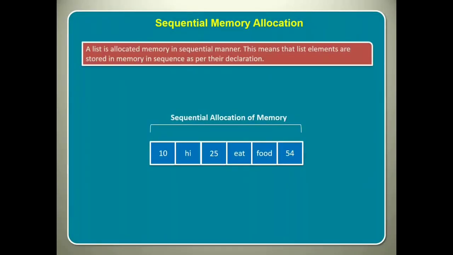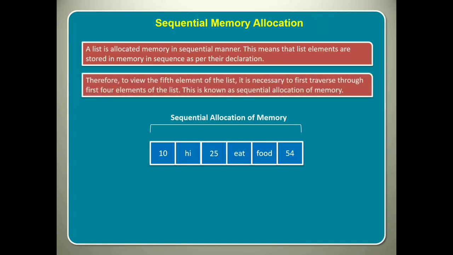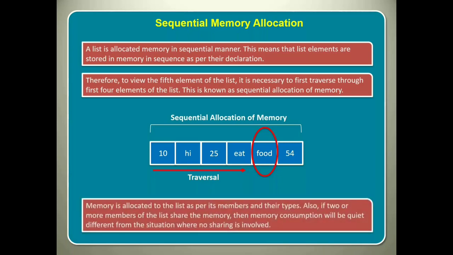As you know, a list is allocated memory in a sequential manner. This means that list elements are stored in memory in sequence as per their declaration. Therefore, if you want to view the fifth element of the list, you must first traverse through the first 4 elements of the list. This is known as sequential allocation of memory. Memory is allocated to the list as per its members and their types. Also, if two or more members of the list share the memory, then memory consumption will be quite different from the situation where no sharing is involved.